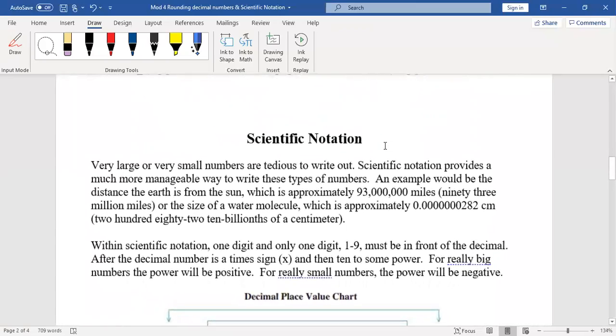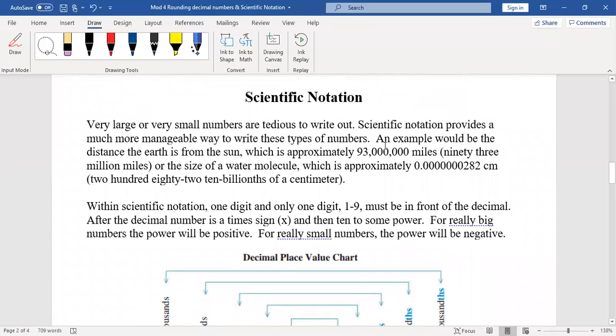Scientific notation. Very large or very small numbers are tedious to write out. Scientific notation provides a much more manageable way to write these types of numbers. An example would be the distance the Earth is from the Sun, which is approximately 93 million miles, or the size of a water molecule, which is approximately 282 10 billionths of a centimeter. Those two numbers would be ideal to have written in scientific notation.